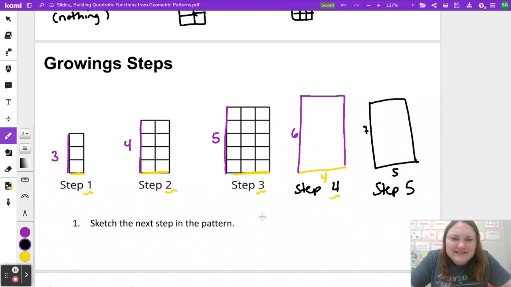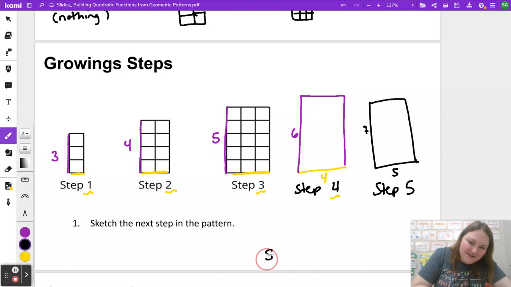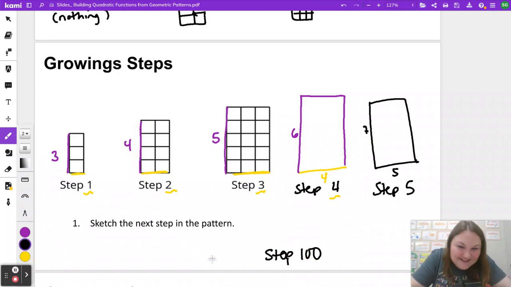One of the questions I'm going to ask you is, a lot of times people figure out the pattern here by just looking at what came before it. So 3, 4, 5, 6, 7. I'm curious, do you know what step 100 would look like? That's really going to give you an idea if you want to understand this pattern.